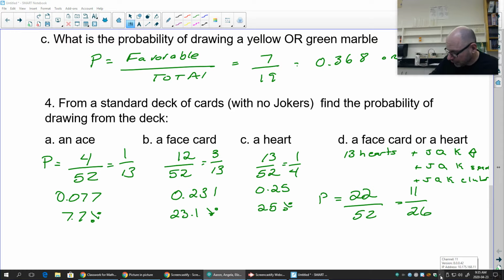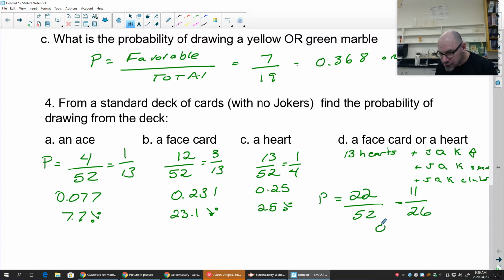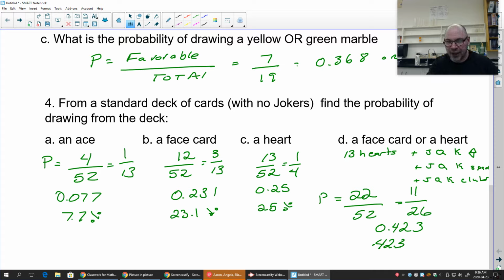I must have been pushing the old button there. Okay, sorry about that. So if we do 11 over 26, we get the decimal 0.423, which is 42.3%.